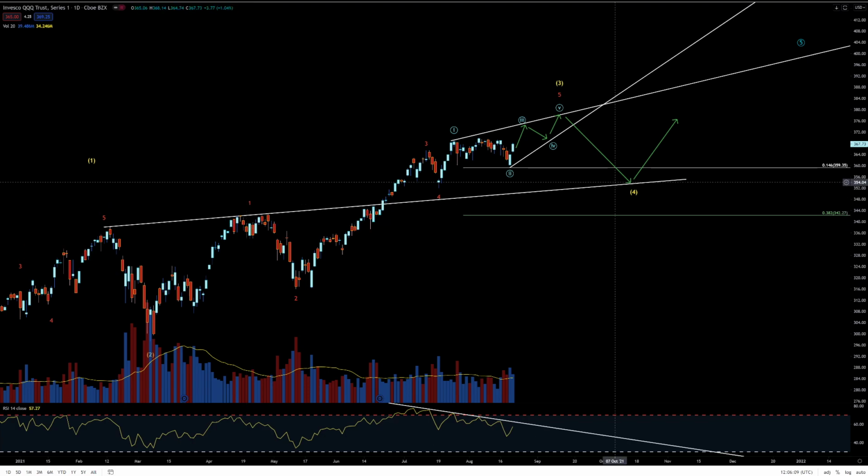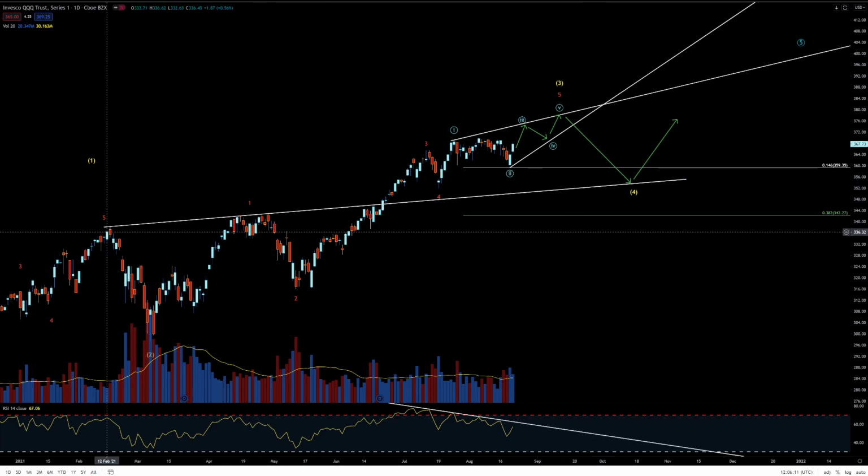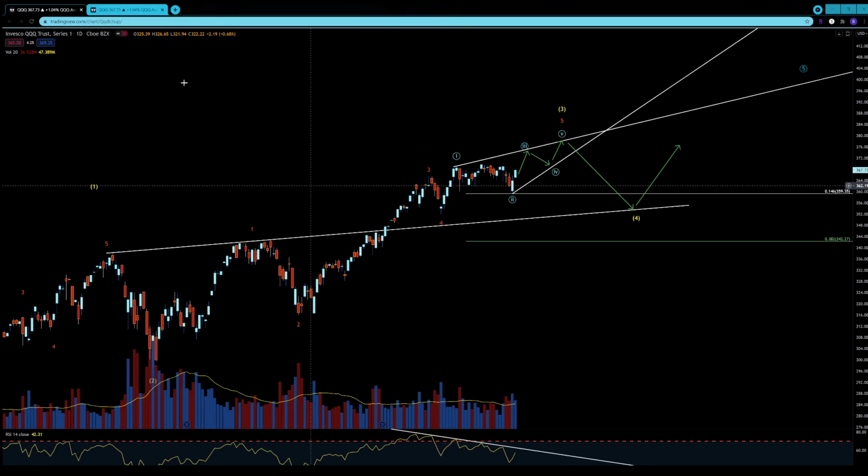But it looks like our four bottom would likely be the trend line that's drawn from these last two peaks if this ending diagonal does play out. So this would be our bull count. Let's take a look at the bear count.